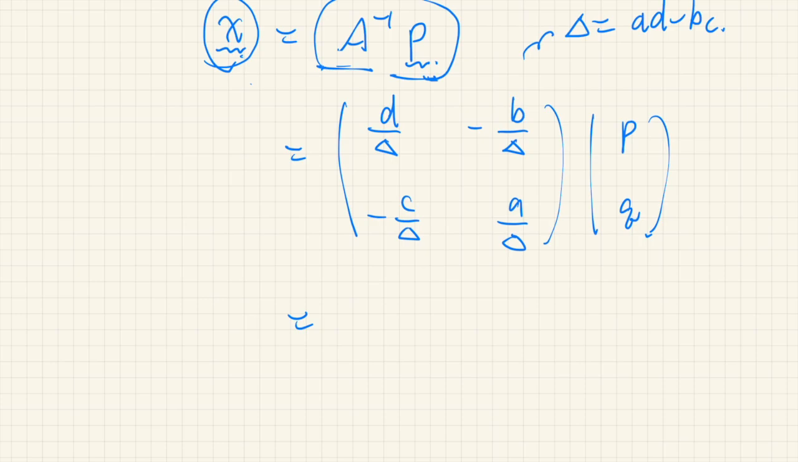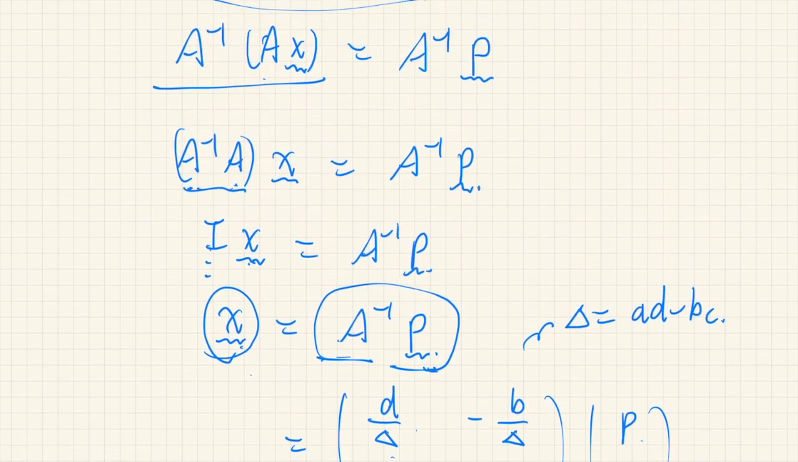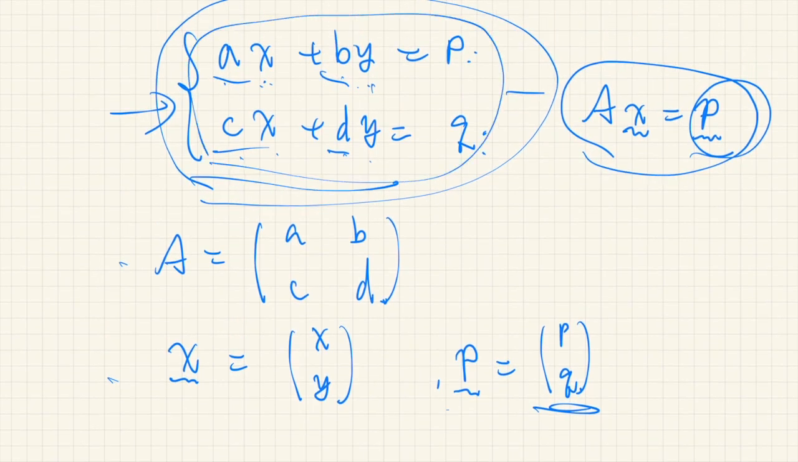And if we just calculate this, dp minus bq over delta, and negative cp plus aq over delta. So this is equal to x and this is equal to y. So that's the solution. Let's compare this result with the result you obtain by directly solving these equations. Let's see a more concrete example.